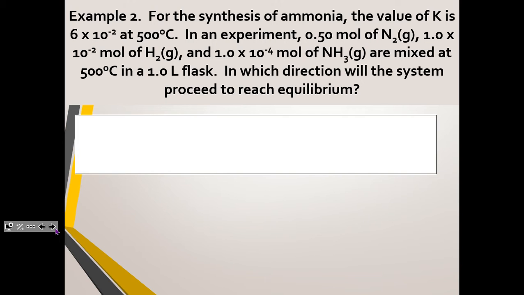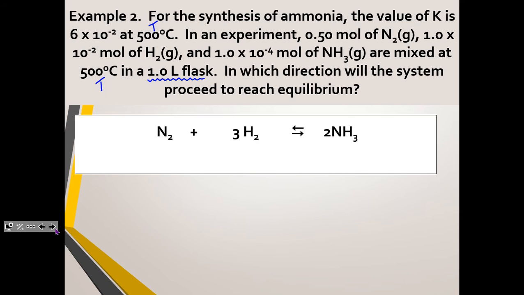Let's practice calculating the equilibrium reaction quotient. For the synthesis of ammonia, the value of K is 6 times 10 to the negative 2 at a certain temperature, 500 degrees. In an experiment, 0.5 moles of N2, 1 times 10 to the negative 2 moles of H2, and 1 times 10 to the negative 4 moles of NH3 are mixed at 500 degrees Celsius, and you'll notice that's the same temperature, so we can use the K value. And it's mixed together in a 1-liter flask. In which direction will the system proceed to reach equilibrium?